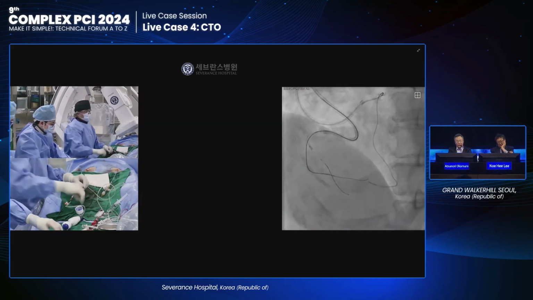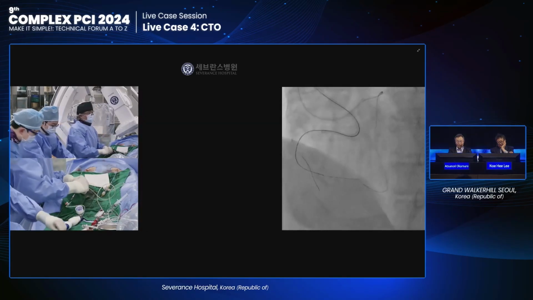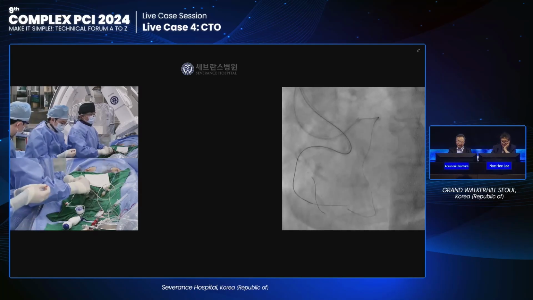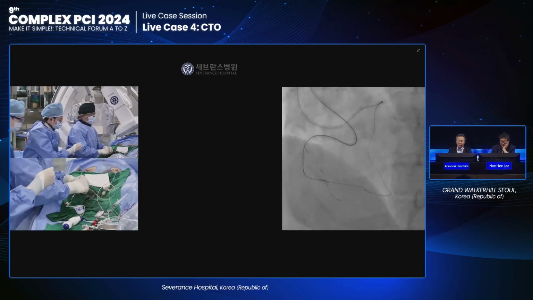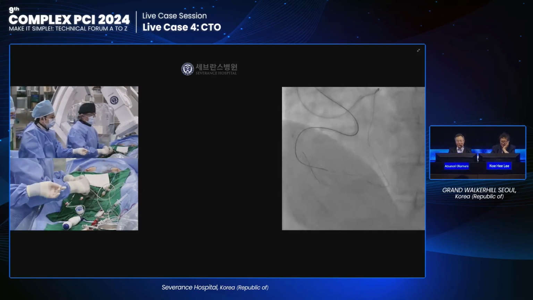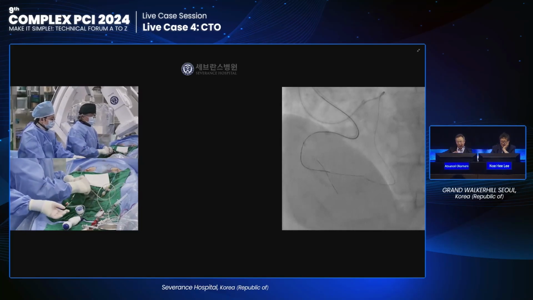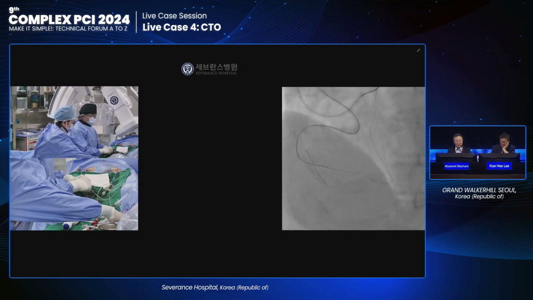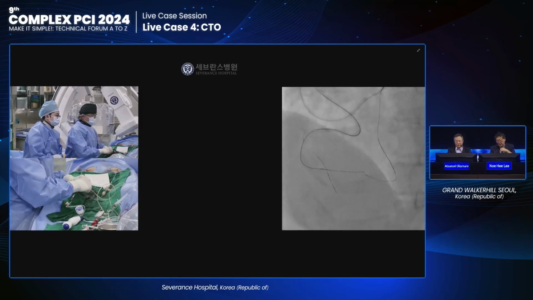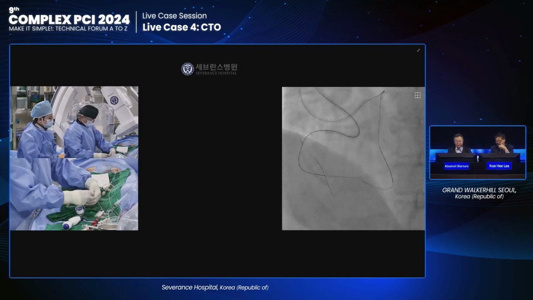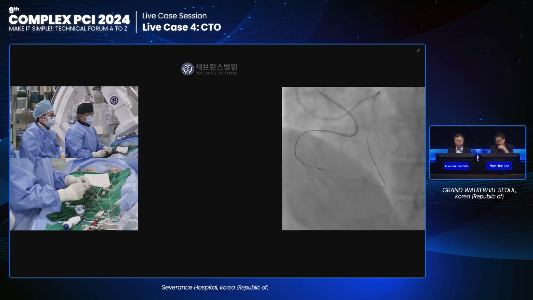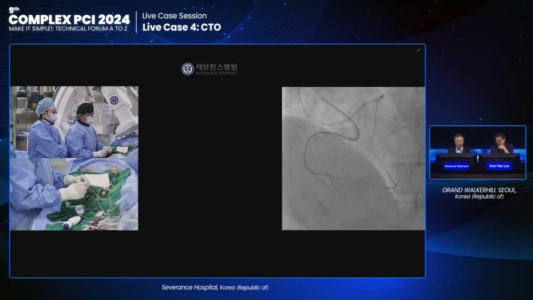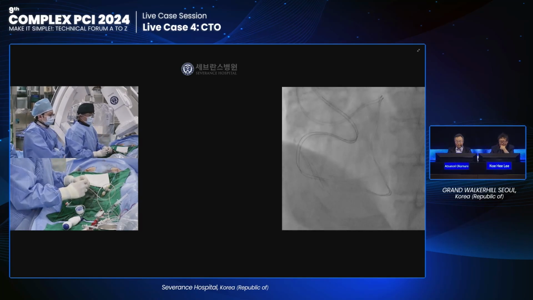Good. I would also advance the retrograde guide wire into the proximal part, then do the reverse cut, or I will do the kissing wiring, simply advancing the antegrade wire to kiss the retrograde wire to the distal part. Which wire? Retrograde wire? Shion black. Shion black. Yeah.